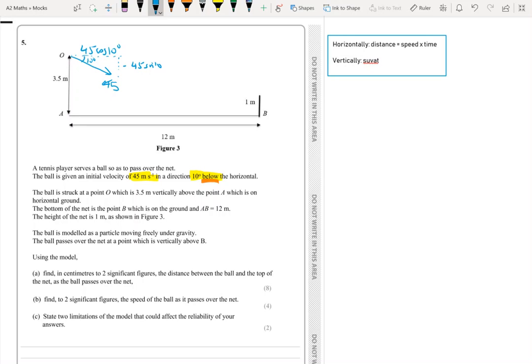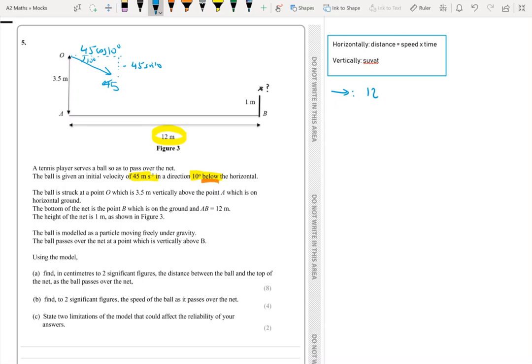Now we're given some vertical information and some horizontal information. We've got 12 meters labelled on the diagram. The net is 12 meters away horizontally, so I can use that to find time. Because the ball's going to come over here somewhere, but we don't know what height that's going to come in at, so we need to use the horizontal information first. So let's just label horizontally.